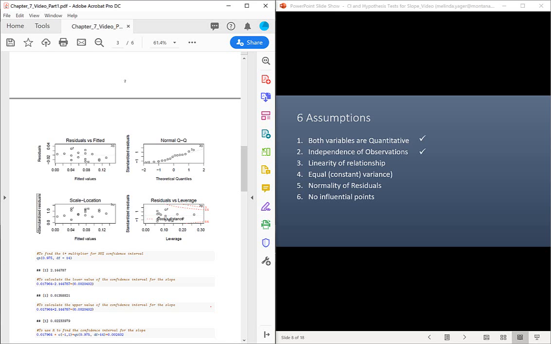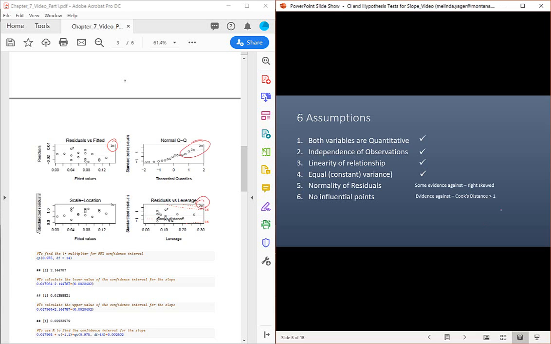Though there may be a possible outlier, using both the residuals versus fitted plot and the scale location plot, there is little evidence against constant variance. There is some evidence against normality. We have a possible right-skewed distribution in the residuals. When we think about influential points, we can see that there is evidence against the assumption of no influential points, because here we have that influential point with a Cook's distance of greater than 1.